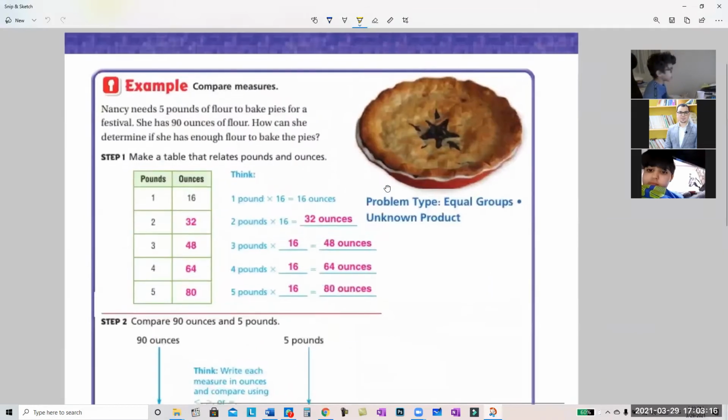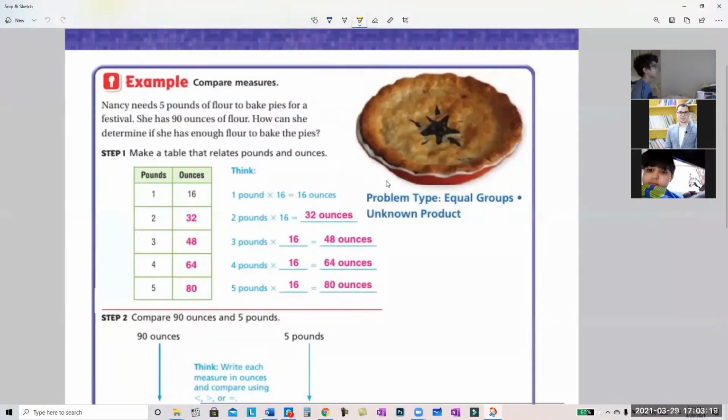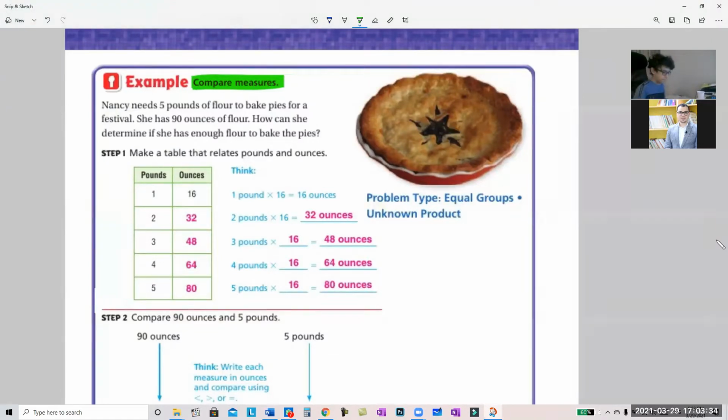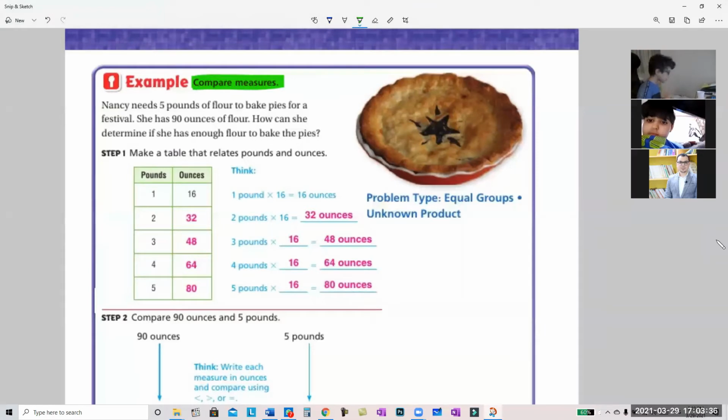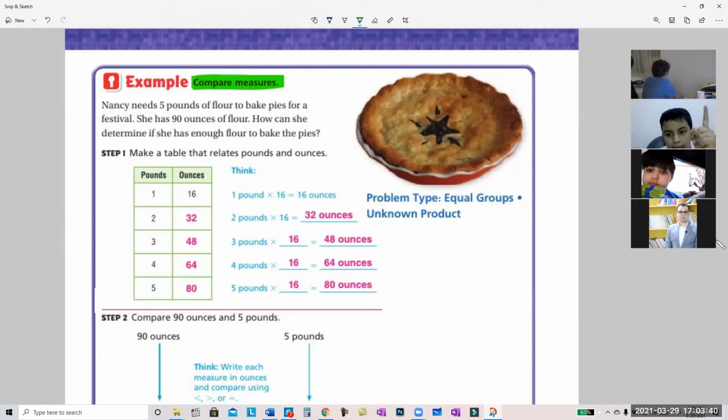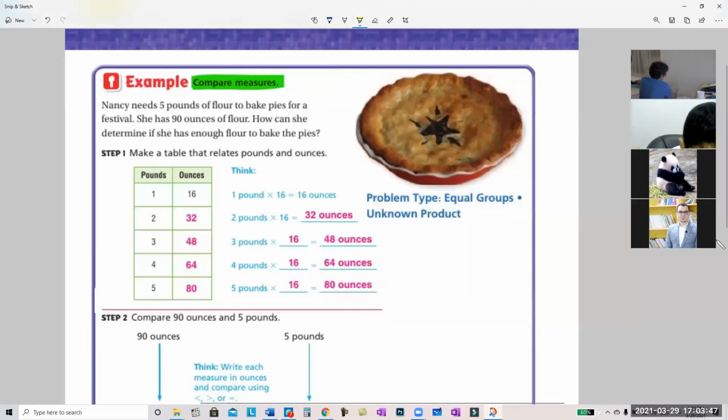So in this page, we're going to compare between measures. So let's compare measures now. I need someone to read this problem for me. Who can read? Okay, I think Muhammad can help. Hello, Mr. Hi, Muhammad. Can you read this for me, please?